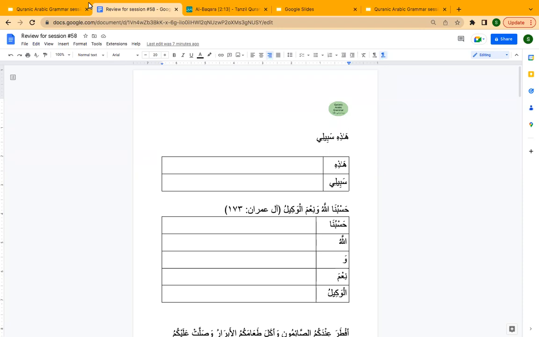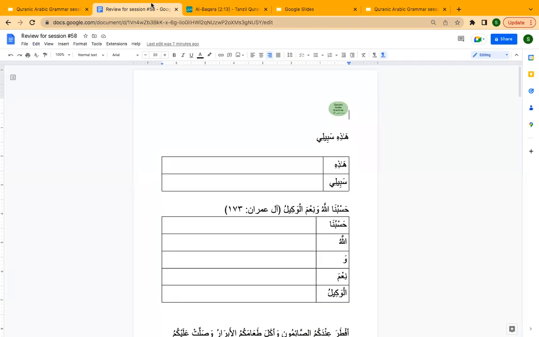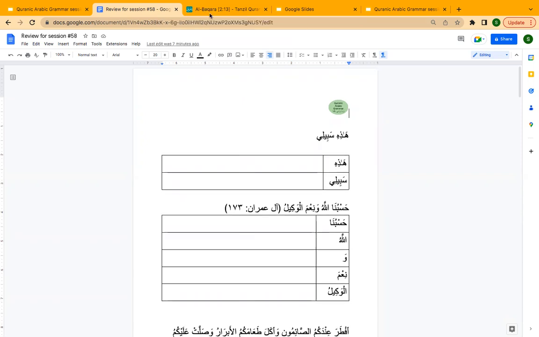Amin ya rabbal alameen. So here we are with our session number 58, and let's start our session with review. So the first question that I have for you is, how many types of khabar do we see in Jumla Ismiya? There are one type of khabar, two or three.